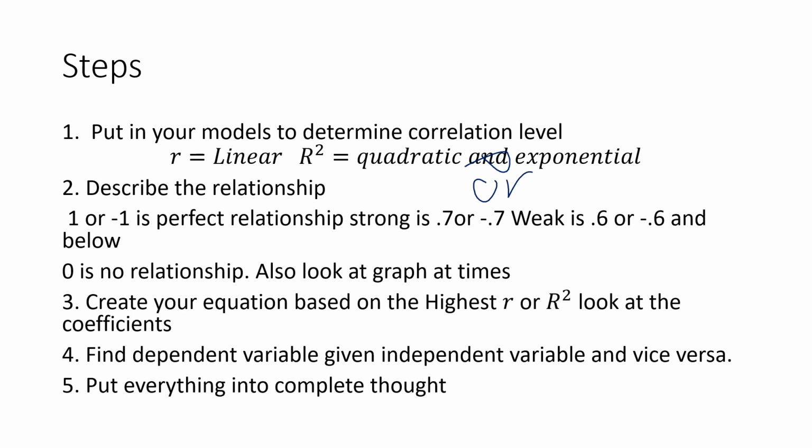From there, there's 2 steps. Step 3, create your equation based on the highest R or R squared value. Look at your coefficients: A, B, C, M. Those are the main coefficients, so keep those in mind. And then last, put everything in a complete thought. Sometimes you could put all these in one step, but I'm going to go slow throughout the video.